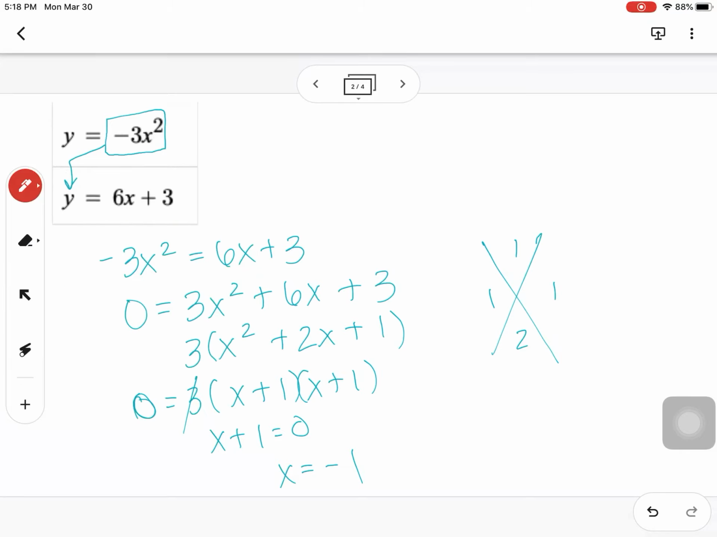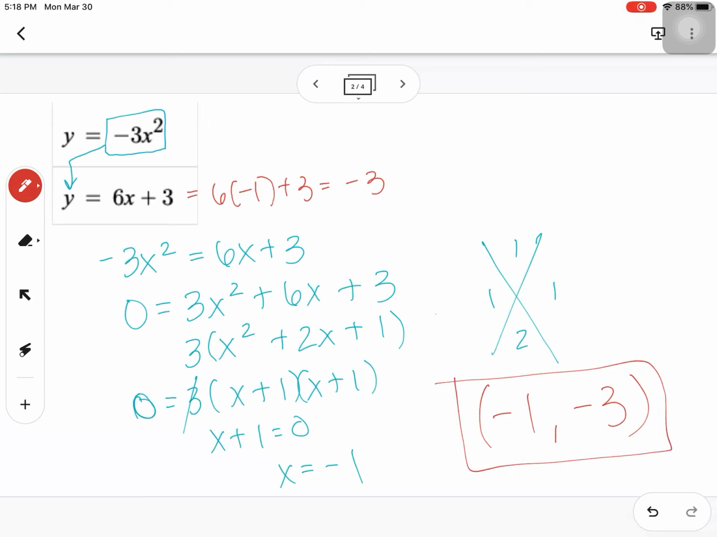Once you have that, we now need to find our y value, because remember, this is where our line is intersecting with our parabola in this case. So we're going to take this negative 1. You can plug it in either spot, whichever one you think will be easier. I'll plug it into the bottom one, because again, it does not matter. 6 times negative 1 plus 3 gives me negative 3 for my y value. So my ordered pair here is negative 1, negative 3. Again, this is the intersection point between the parabola and the line.